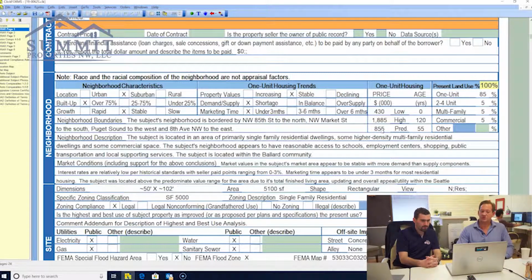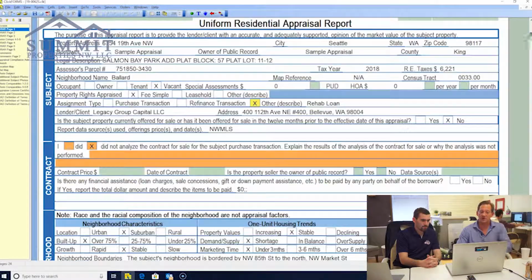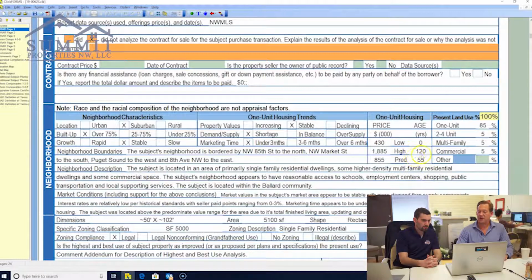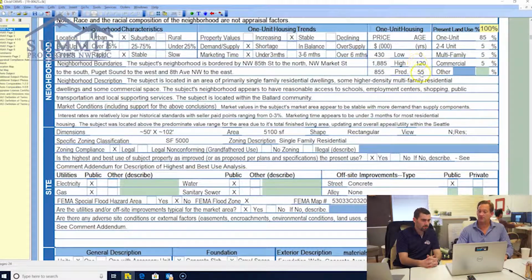What we have is a program that we run the statistics through, and it spits that back out to us based on MLS data. Okay, got it. And so again, the low here is 0. There's new construction in this market. The high is 120 years, so this property has got to be in Old Seattle. Yeah, it's in Ballard. You've got stuff from 1885, and that's why it's as high as 120 years in that market. Old stuff. And the predominant was 55, so that makes a little more sense.